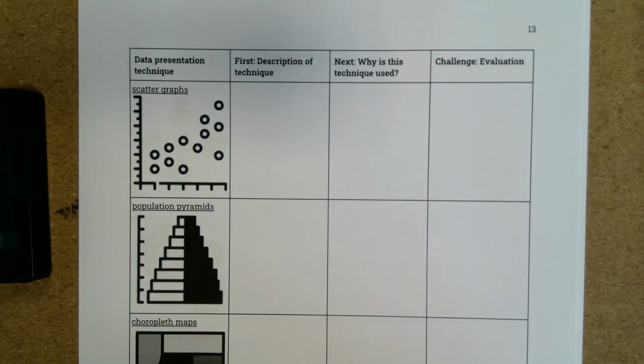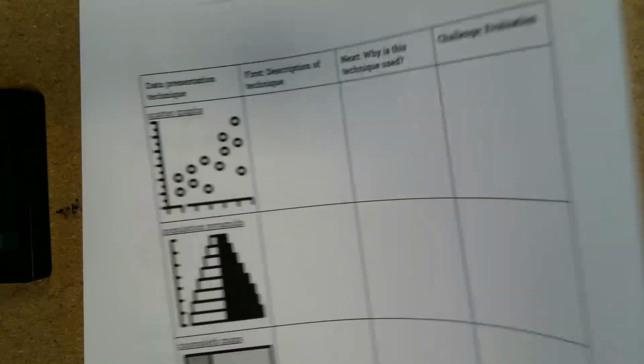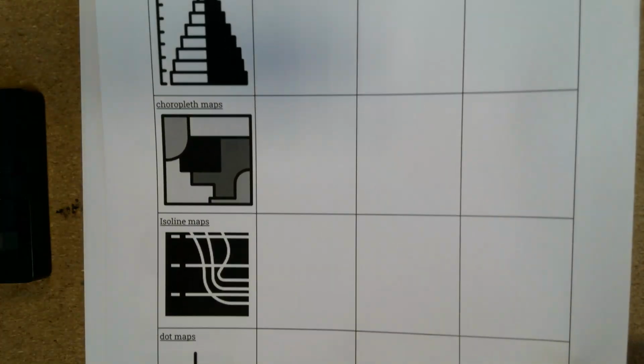We've already talked about scatter graphs, which can be used to show the relationships between two disparate pieces of data. Population pyramids I've mentioned as a way of showing the breakdown and makeup of a population in terms of its gender ratio and by age. And then we come on to some of the different types of maps that we can use.